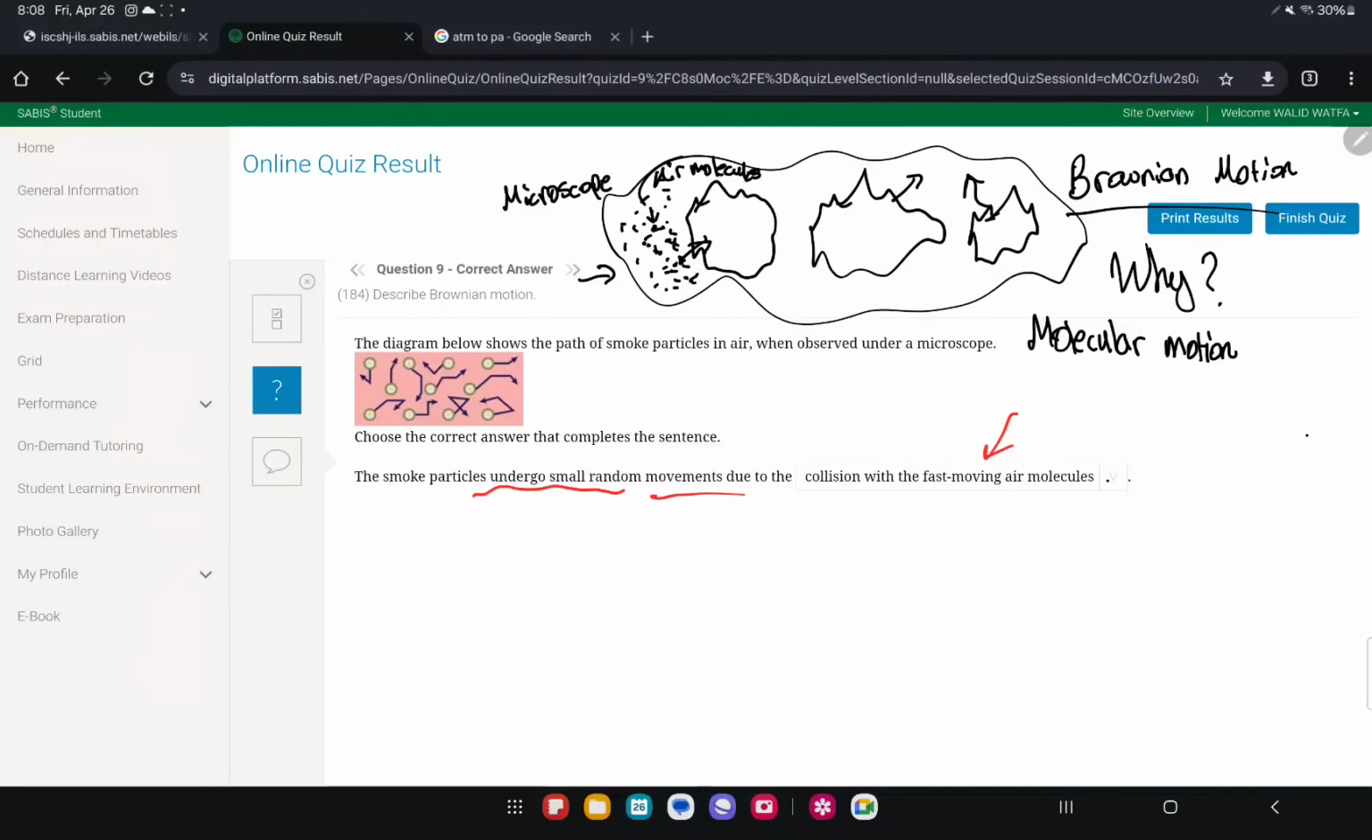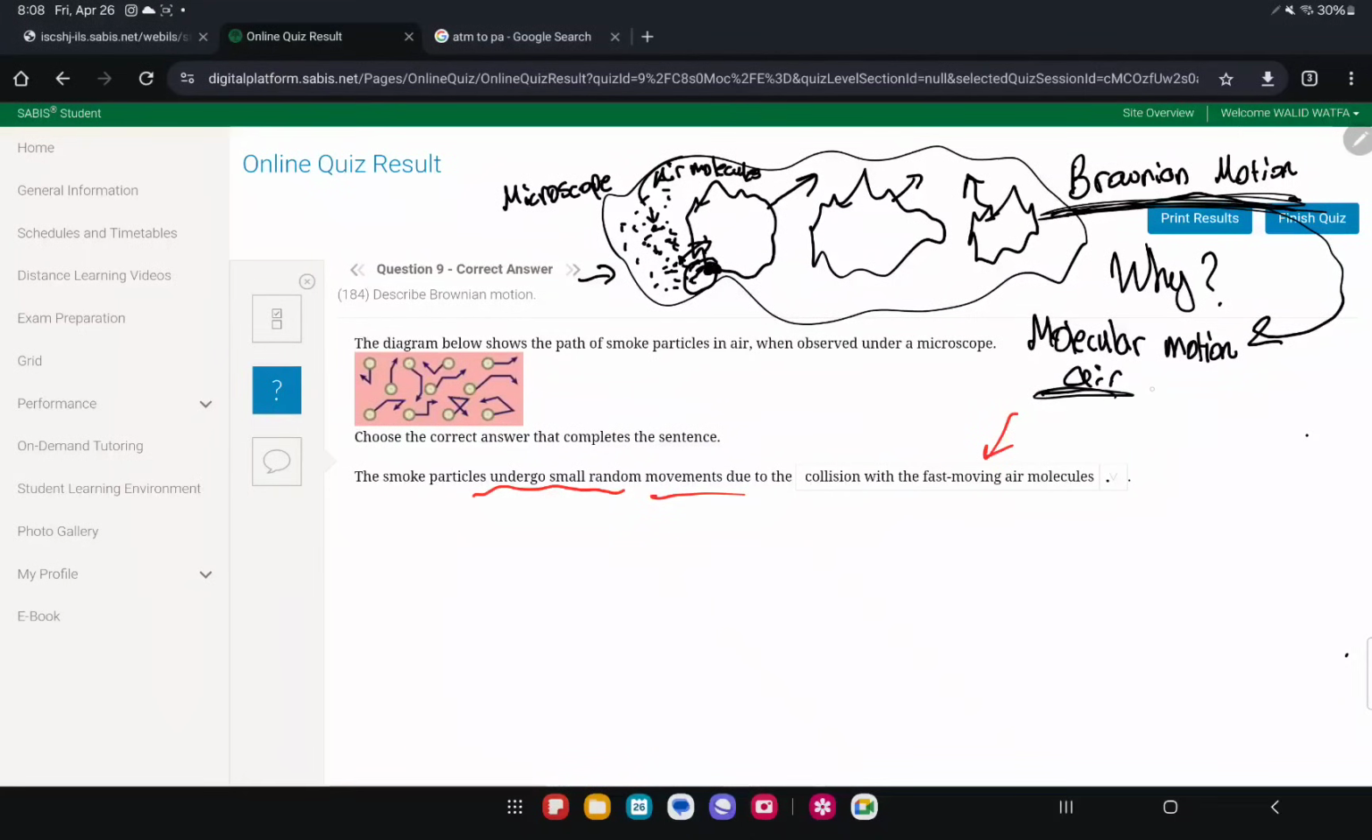Okay, so once it moves in this direction, it's gonna bump into the smoke molecule. So what's gonna happen? This smoke molecule, as a result of the collision with the air molecule, is gonna move. So this Brownian motion isn't entirely random. It occurs due to the molecular motion of the air molecules.